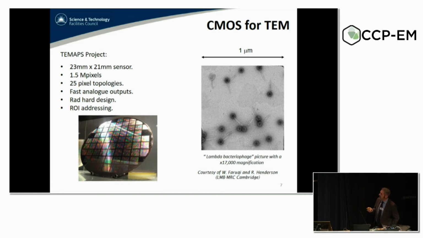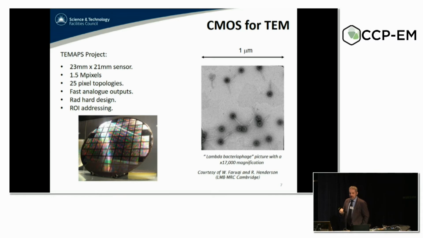We started with smaller test structures. You can see this is an 8-inch wafer. Each one of them had 25 different pixel topologies with a fast analog readout. Analog because it's simpler and can be made resistant to radiation easily. And the region of interest addressing. We tried to put a lot of features that normal cameras have also. This is a 1.5 million pixel test structure, and we started to collect fairly decent images with this kind of sensors.